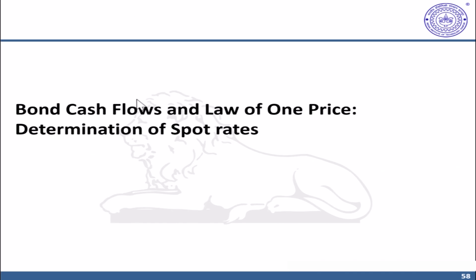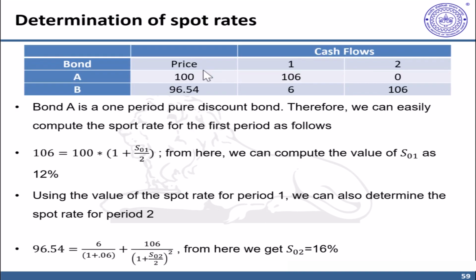In this video, we'll understand the determination of spot rates from the bond cash flows. More specifically, we'll consider government bonds and determination of risk-free spot rates and the corresponding term structure. Let's start with a simple example where we have a bond A, which, think of it as a strip, offers a cash flow in 1 year of 106.